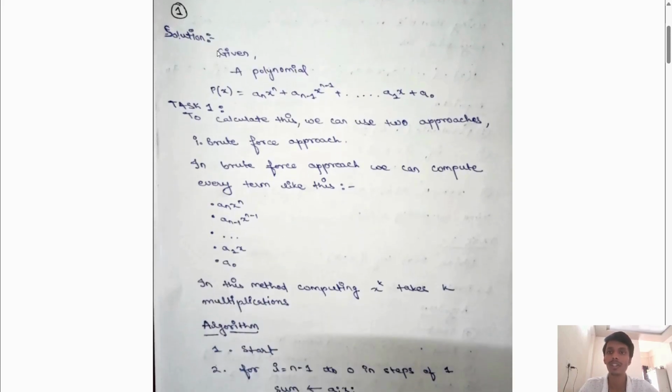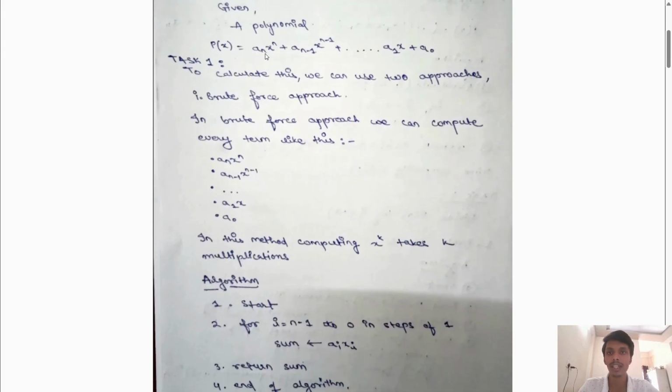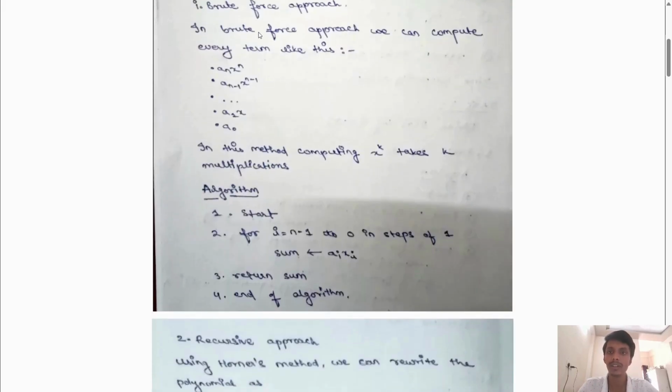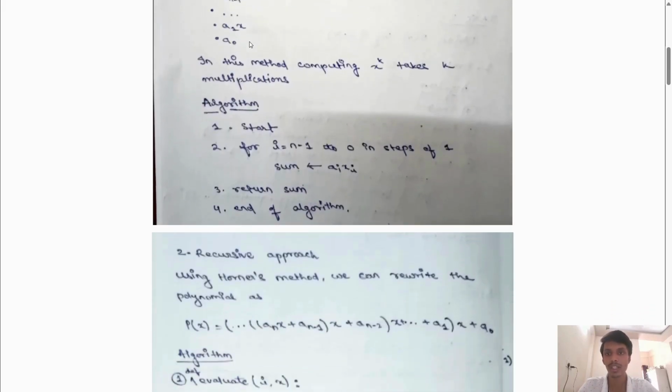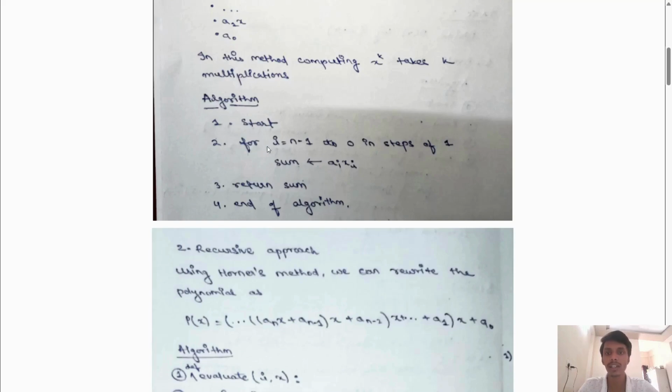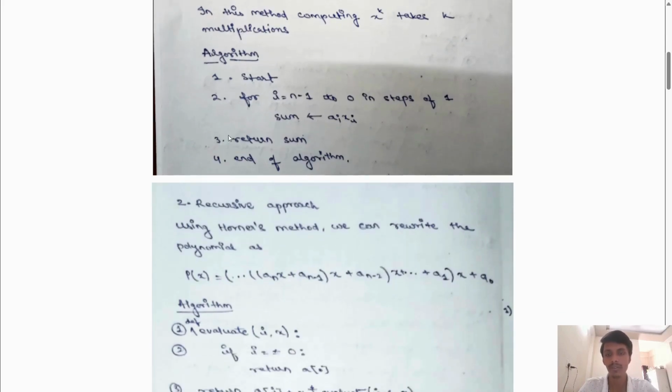The solution of this question is, first, for evaluating the polynomial we have to calculate every term like a_n x^n plus a_(n-1) x^(n-1) plus all the terms that there are, and then we have to add all these terms in brute force technique. The algorithm for this is: start for i equals n minus 1 to n in steps of 1, multiply every term with a_i x^i and then store its value in the sum variable. Then we have to return sum, and that's how the algorithm works.